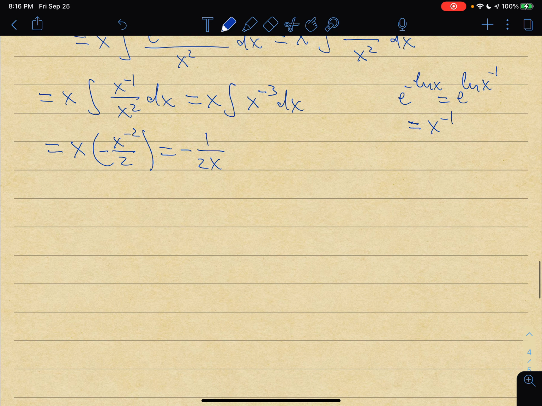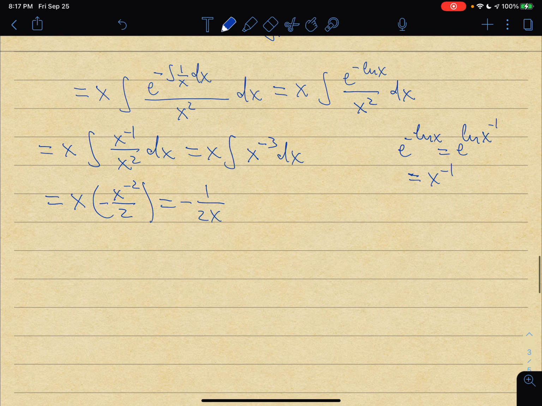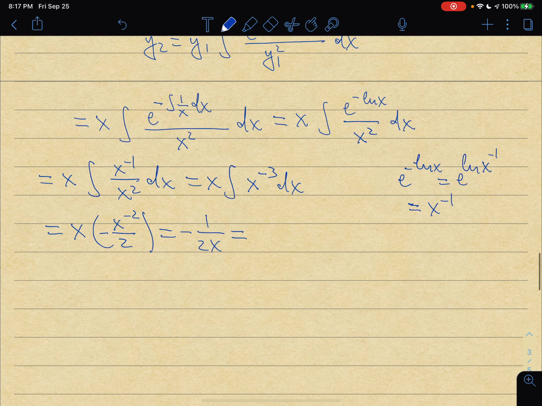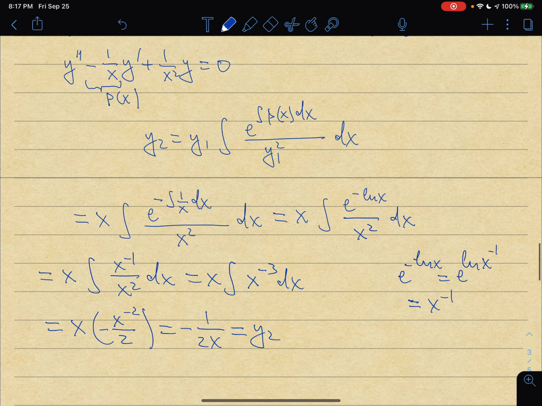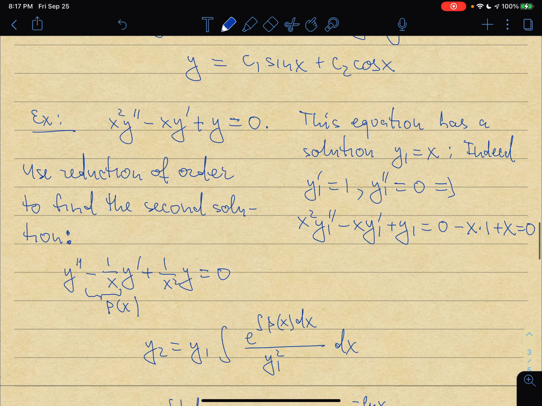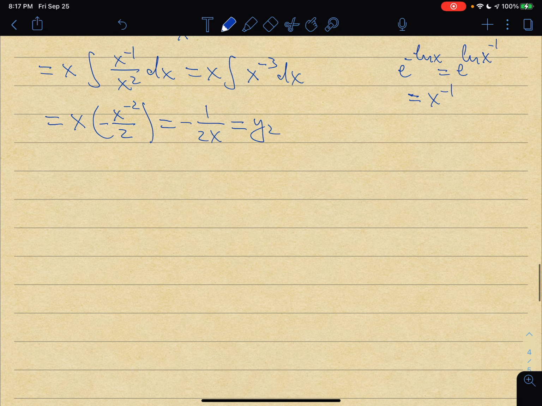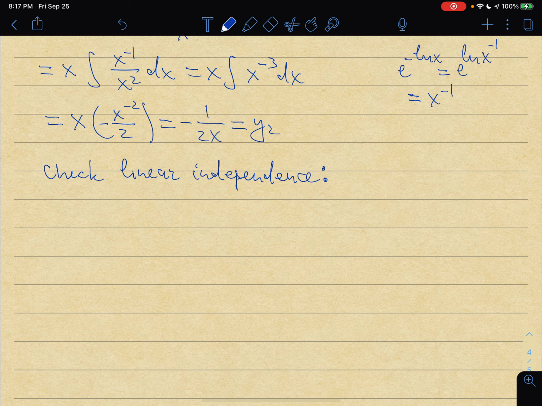How would I check if this second solution is linearly independent from the first? Well, in the method of reduction of order, the second solution that I end up with is always going to be linearly independent from the first solution. But in this case, just to check linear independence, I can do that by computing the Wronskian.